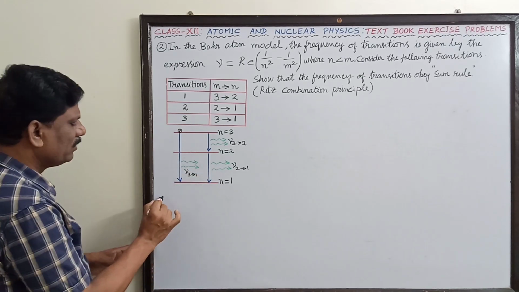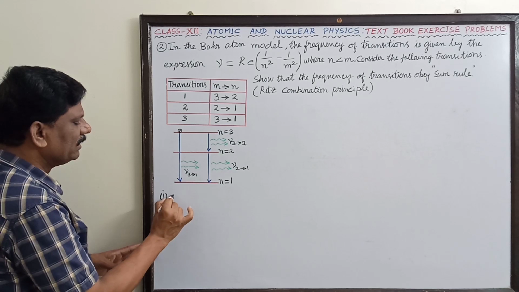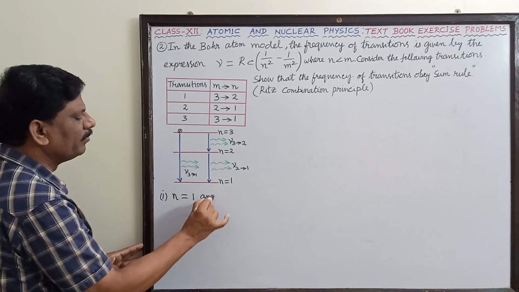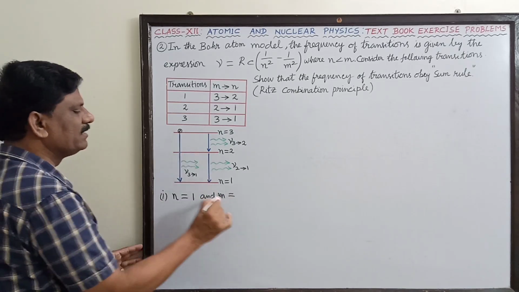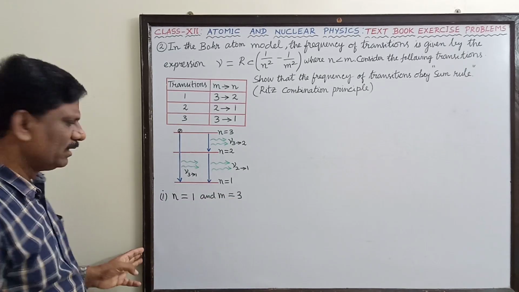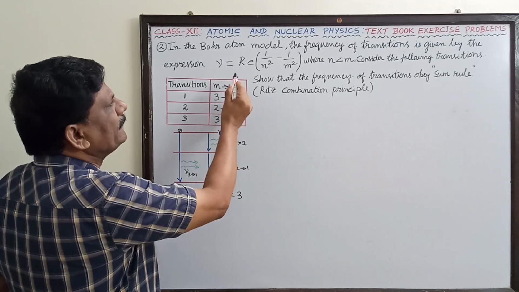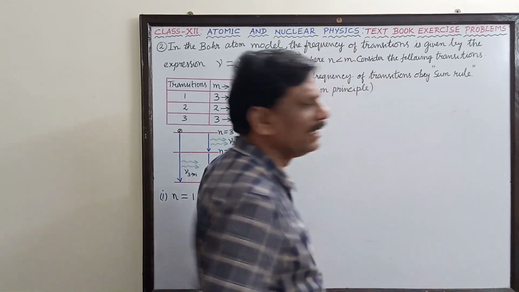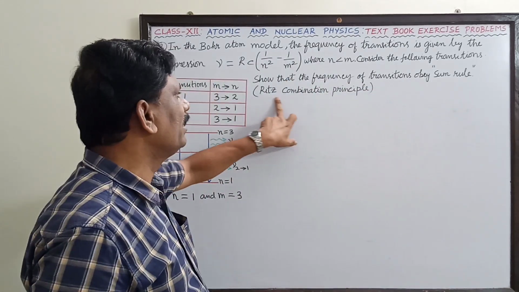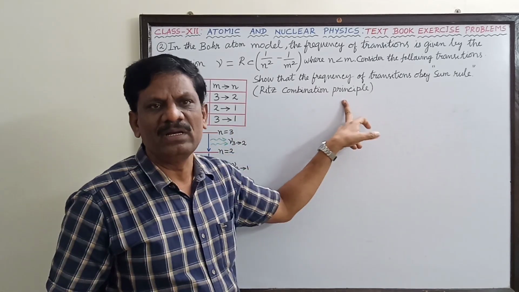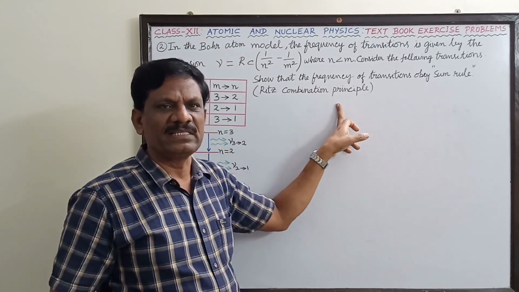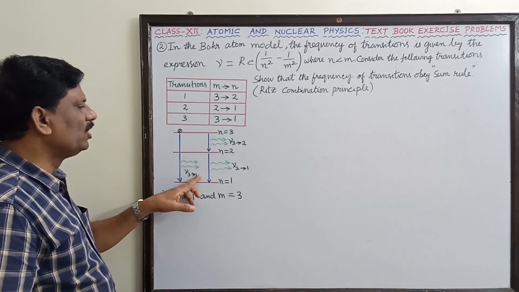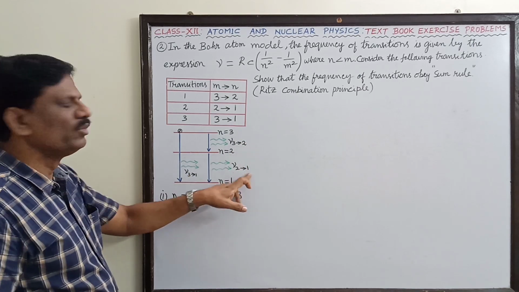So now, the first case I will take n is equal to 1 and m, the higher energy state, is equal to 3. What we have to show is that the frequency of transitions obeys the sum rule, which is also called the Ritz combination principle. It is based on the law of conservation of energy, that's all. Now we have to show that the frequency of transition nu 3 to 1 is equal to nu 3 to 2 plus nu 2 to 1.